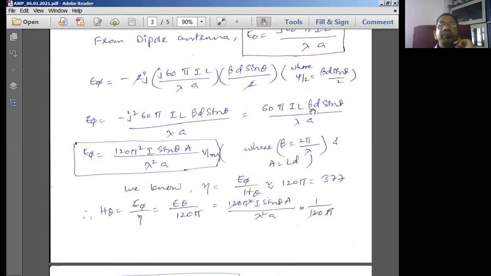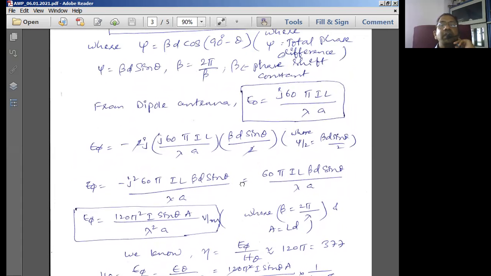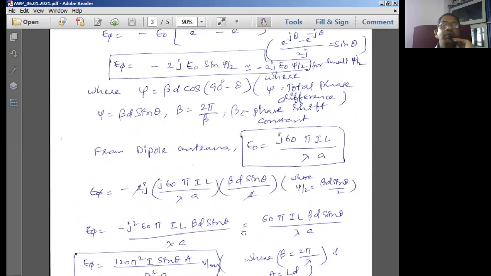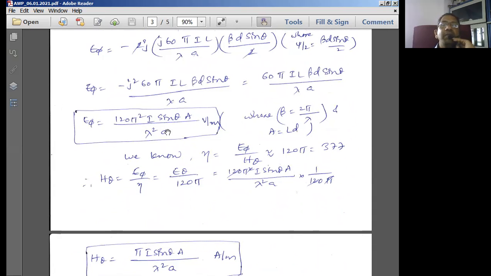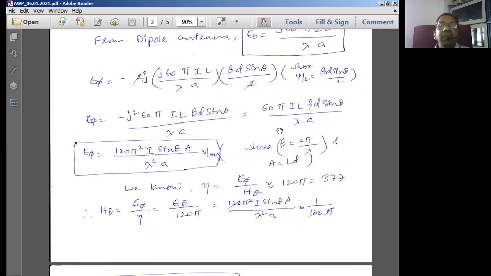Now, finally, I'll be replacing the expression for beta. I'm sorry, this beta is equal to 2 pi by lambda. So we replace beta with 2 pi by lambda. Once we replace it, we'll be getting 2 into 60, that is 120, pi square, I sine theta A by lambda square r. This A is nothing but L into d. L into d is the total area accumulated by the loop antenna. So I can call this the area of the loop antenna, A. And the electric field is always represented in volts per meter.